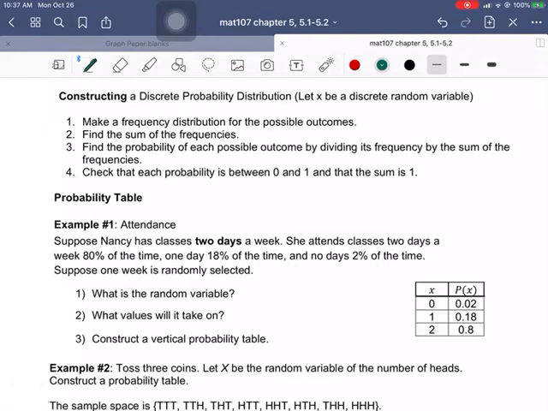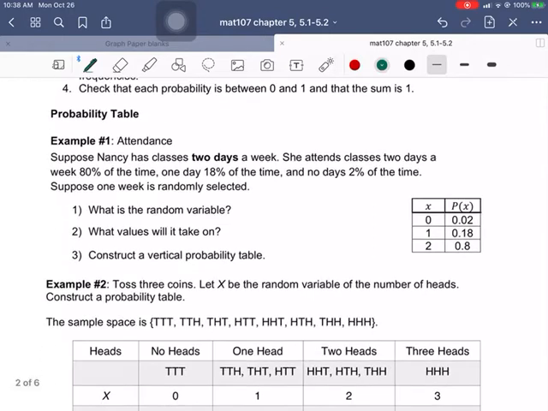Okay, so when we construct a table, we're going to make a frequency distribution of all possible outcomes, find the sum of their frequencies, so we're going to count them up, and the probability of each outcome is its frequency divided by the sum of the frequencies. Then check and make sure that we have probabilities from 0 through 1 and the sum is 1.